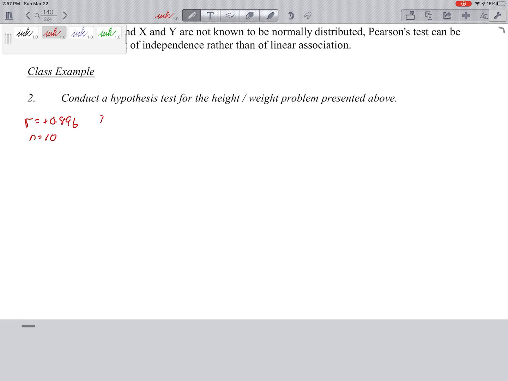All right, step number 1 is that rho is equal to 0. Remember, you never put down that R is equal to 0.